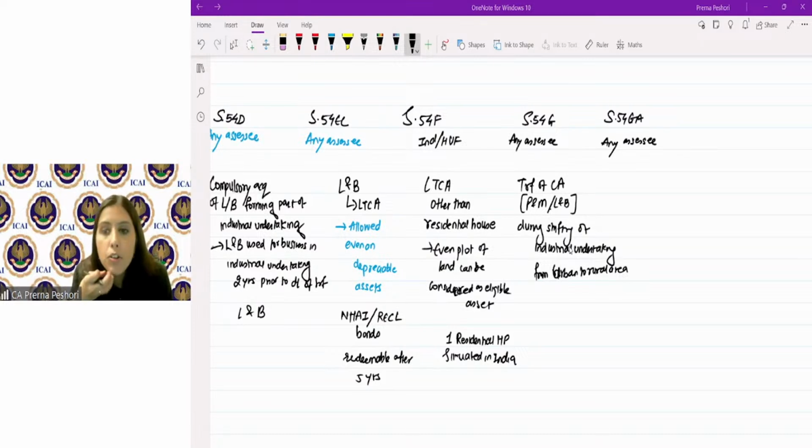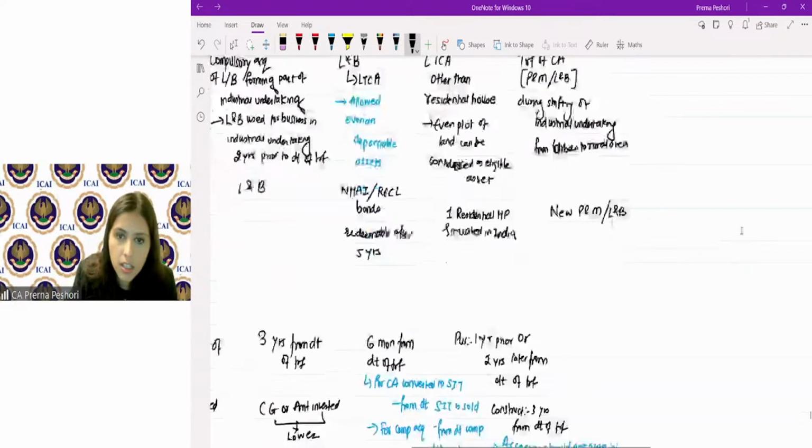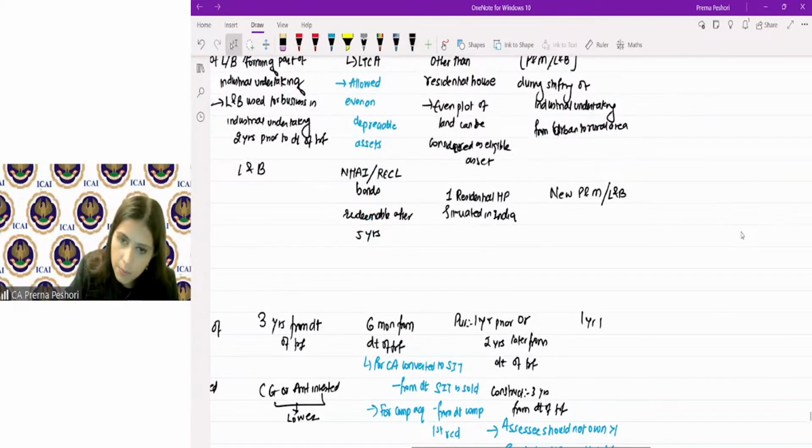Now capital gain can be long term or short term. What is the specified asset which is to be purchased? Purchase of new plant and machinery or land and building. This has to be purchased 1 year before or 3 years from the date of the transfer. This is 1 year prior or 3 years from the date of transfer.